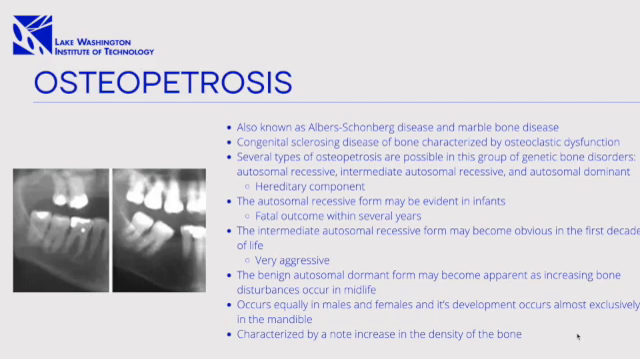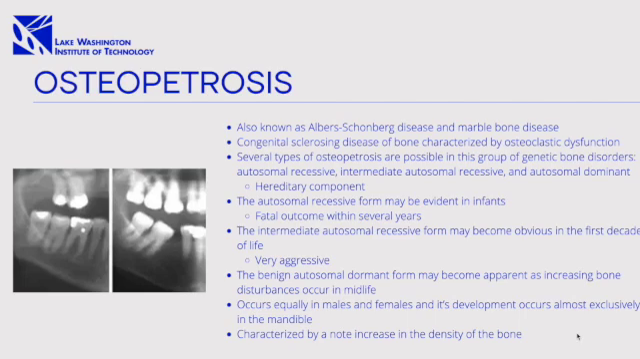Osteopetrosis is also known as Albers-Schönberg disease and marble bone disease. It is a congenital sclerosing disease of bone characterized by osteoclastic dysfunction. Several types of osteopetrosis are possible in this group of genetic bone disorders: autosomal recessive, intermediate autosomal recessive, and autosomal dominant. This disease has a hereditary component.